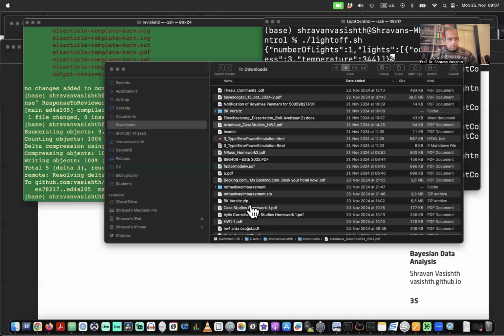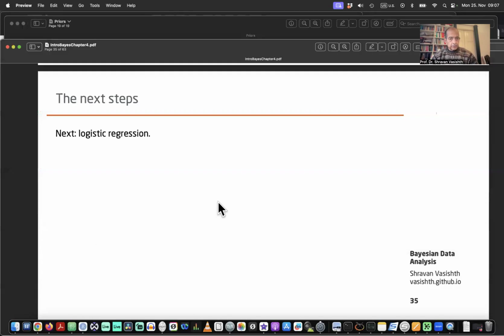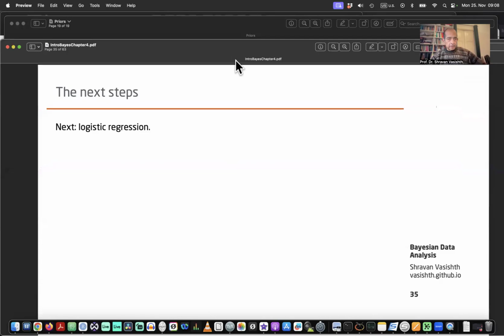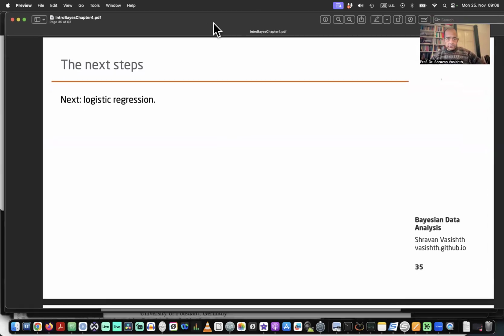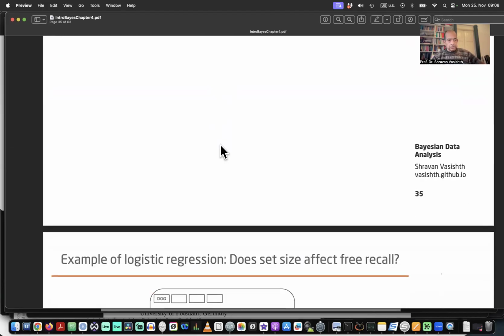Right, so this is the second part of the chapter 4 lecture, and here I will cover logistic regression. I'm going to start by sharing my slides. So we were at the point where I had finished introducing the first part of chapter 4, and now the next part is logistic regression.